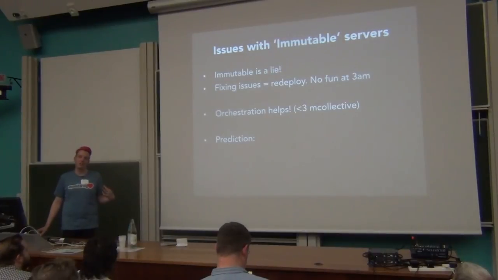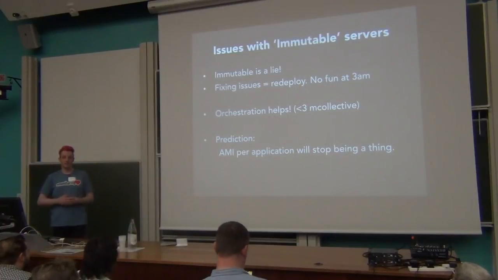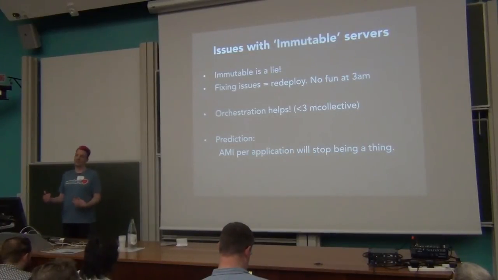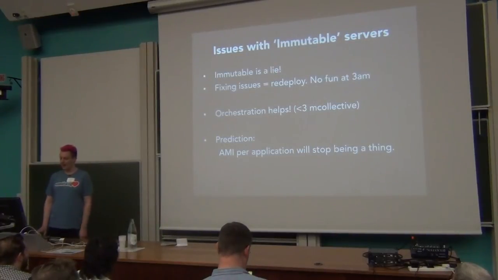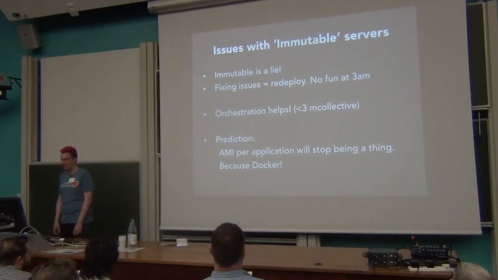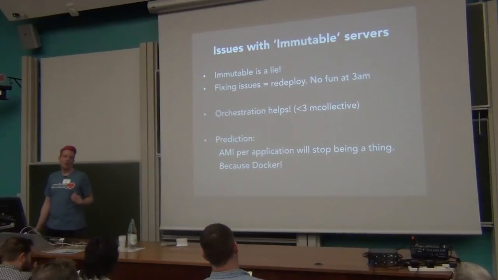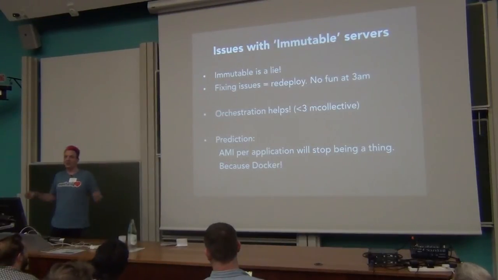So my prediction would be that the application image pattern is going to go away. Because everybody's going to make one image, and that's the image called run-docker. And then you'll just inject your application into Docker in your image, and that's going to be a whole bunch faster. I'm not suggesting the immutable server paradigm is bad, but I think it's interesting.